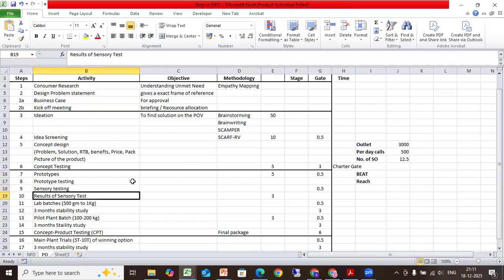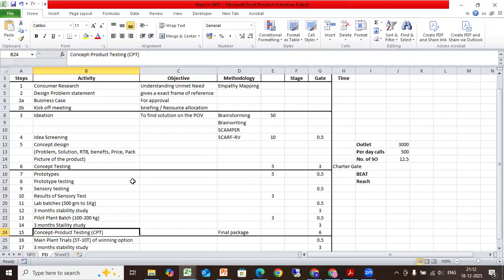After the sensory test results, you again take 1 kg, 2 kg lab batches. Why? Because you want some samples to keep on 3 months stability. Then you go for pilot batches. You should have a successful 3 month stability for the pilot batch. And then you do a CPT, concept product testing.